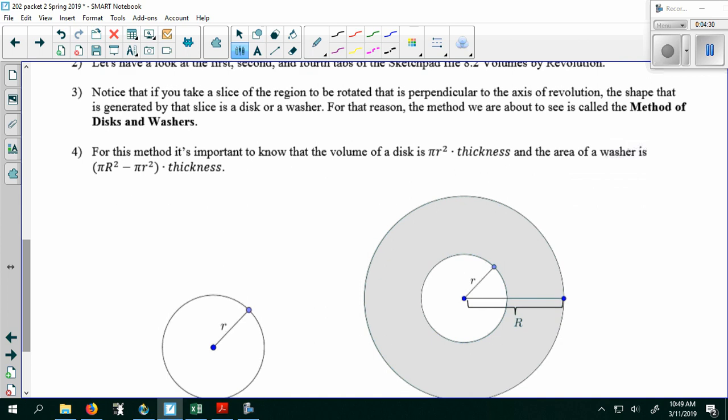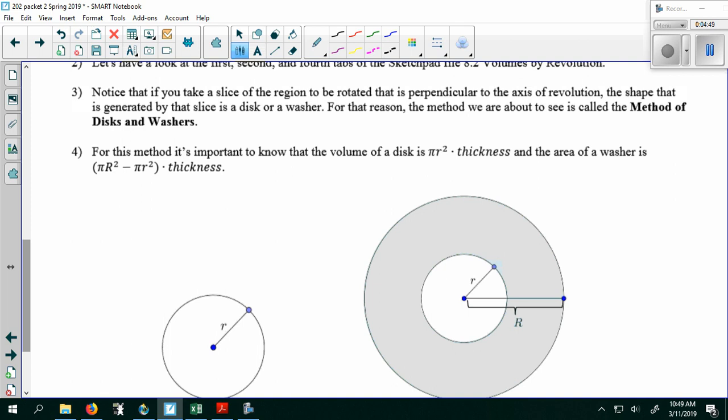So if you take a slice of a region to be rotated that is perpendicular to the axis of revolution, the shape that is generated by that slice is either a disk or a washer. Okay? And for that reason, the method we're about to see is called the method of disks and washers.